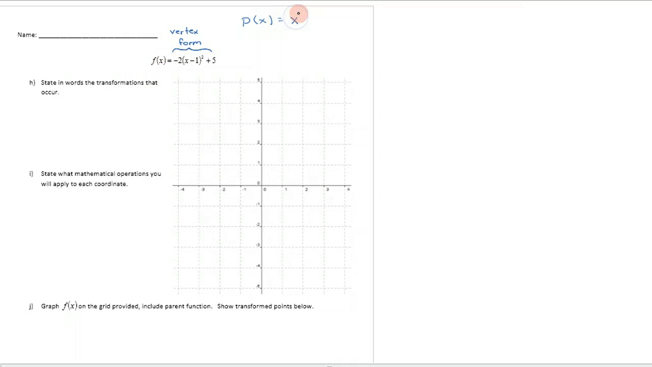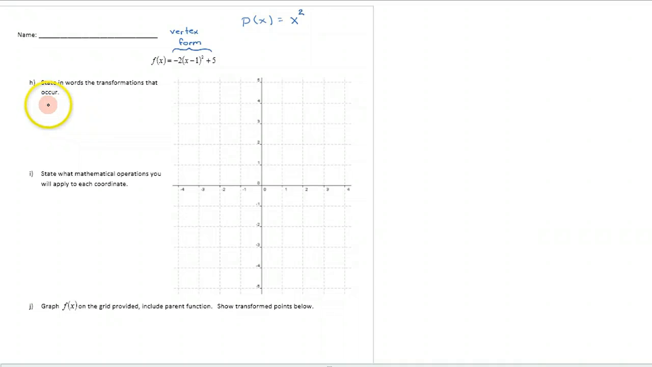At this level, all our functions are quadratics. But the reason why we stress picking out the parent function is because what you're learning now will be applicable to other types of graphs later on.